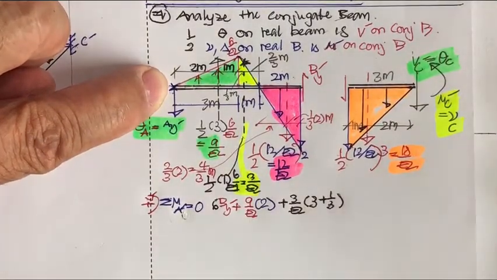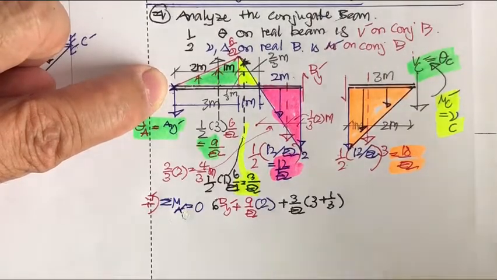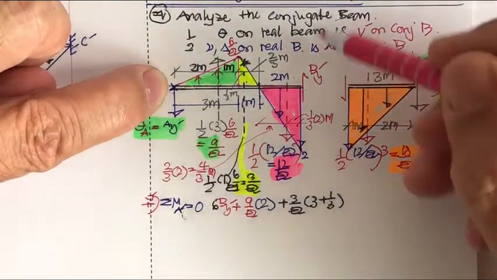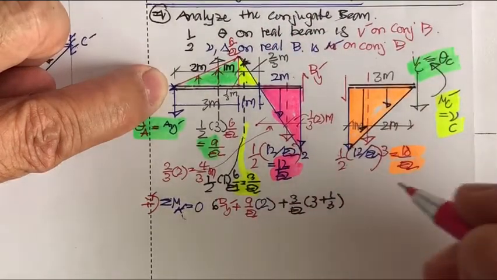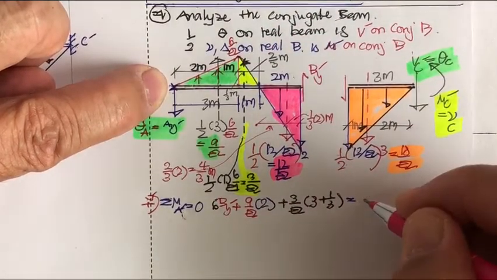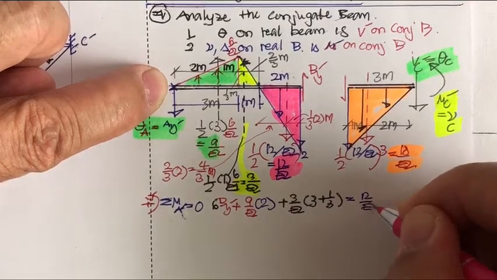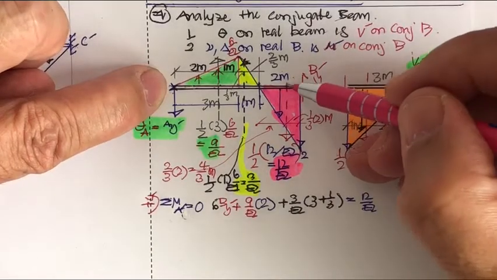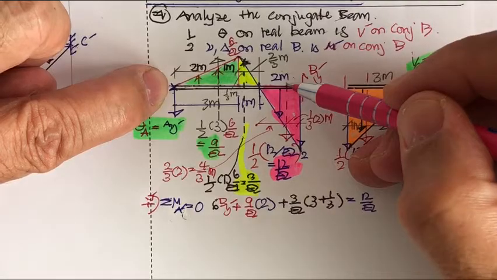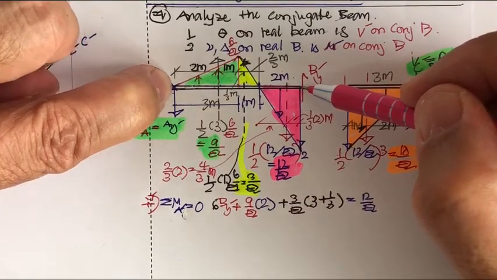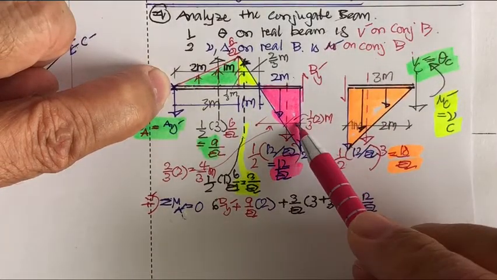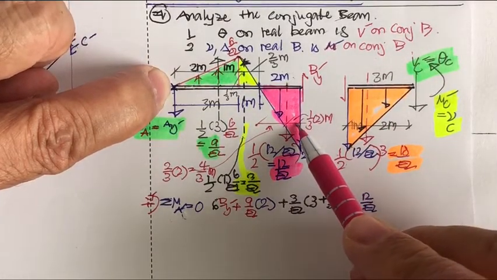Okay, and now it's going to be equal to what? This is going to be counterclockwise. This is clockwise, so it's going to be equal to 12 over EI. And this, how far away from here? You may see that this is going to be what? 6 meters, and this is going to be 2 over 3 meters.